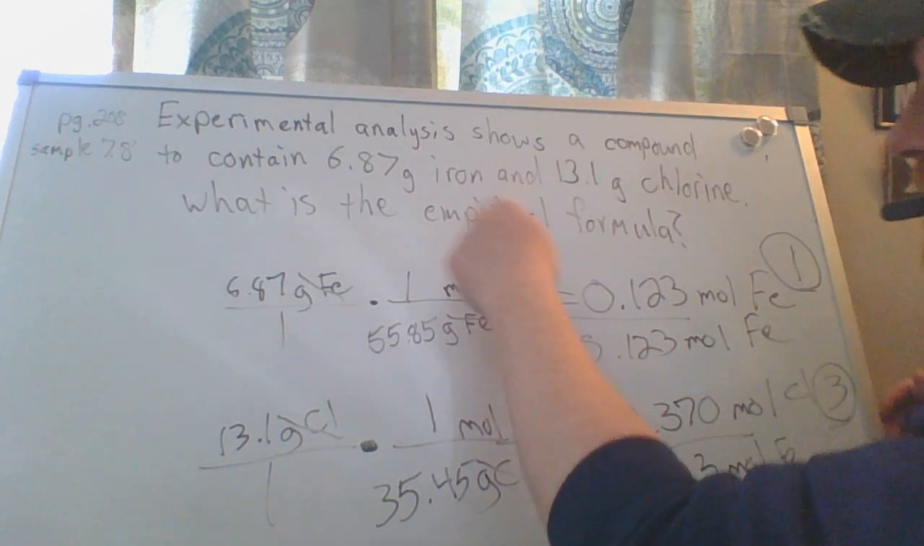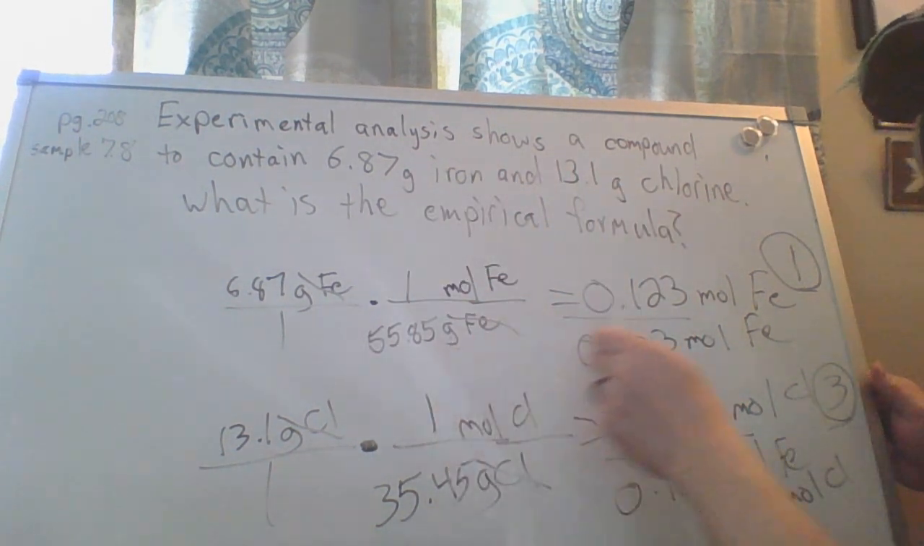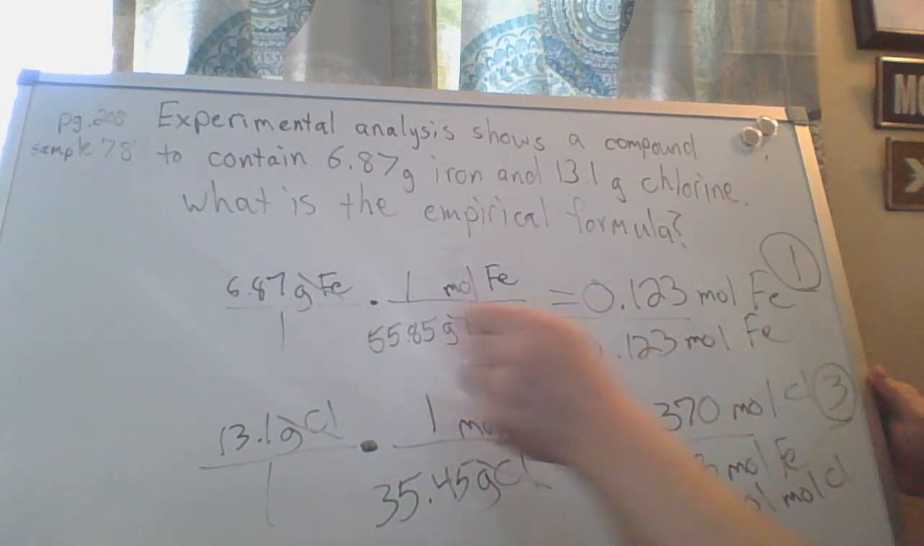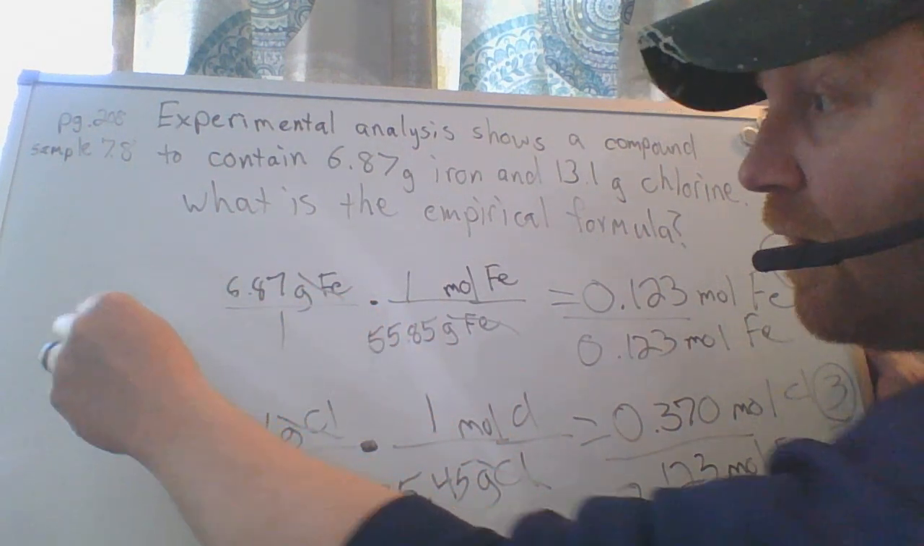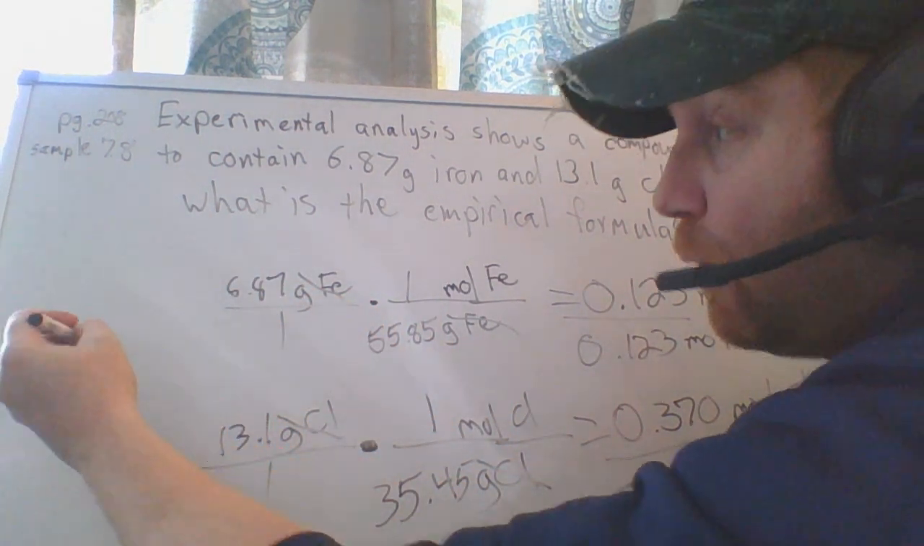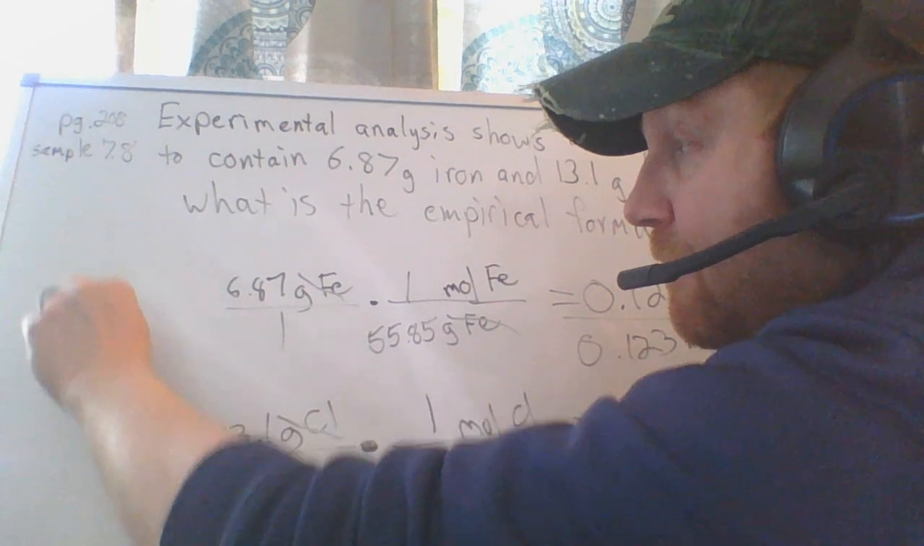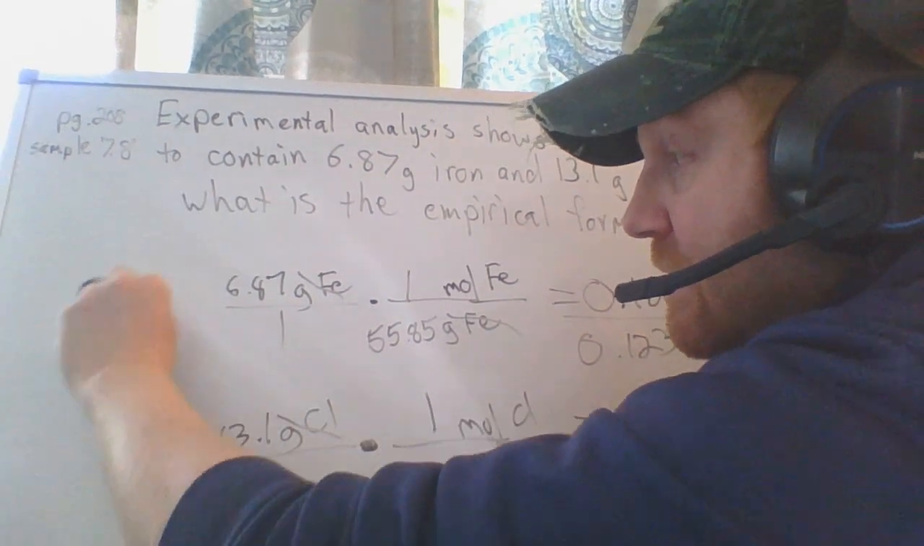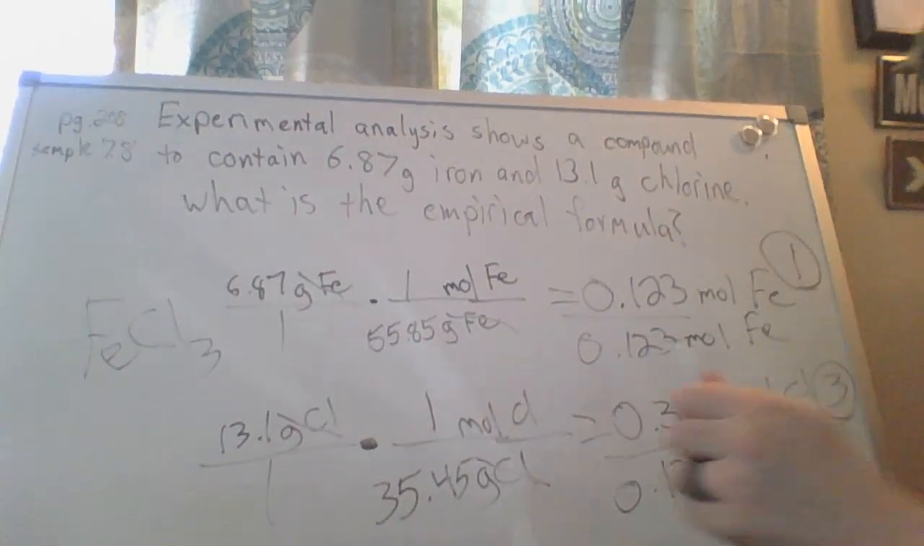Based on how they give us the information, we can simply say it's a 1-to-3 ratio. I'm going to write it right here. Our final answer is an actual formula, an empirical formula, FeCl3.